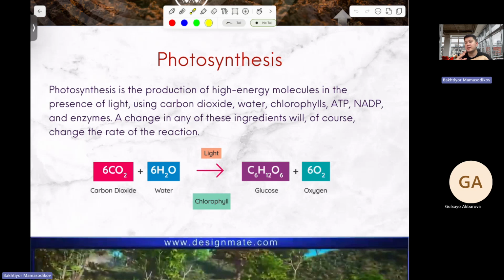Photosynthesis is the ultimate source of the oxygen and the glucose, which are essential for human survival, for energy metabolism, for ATP, and for cellular respiration. It's important to cover this topic.